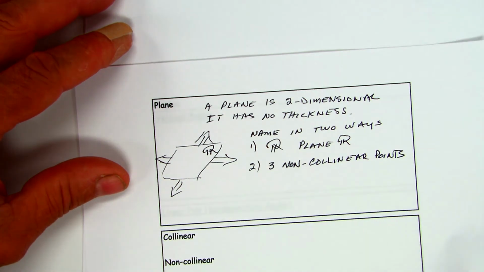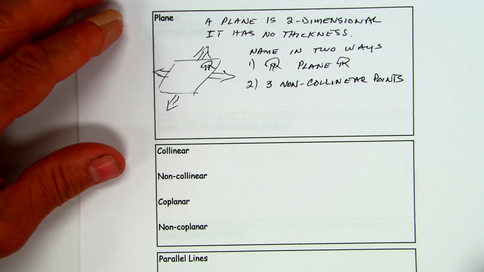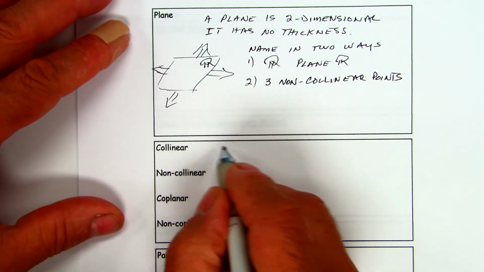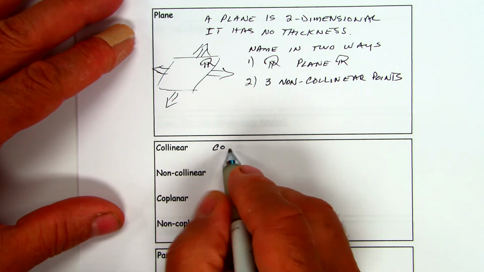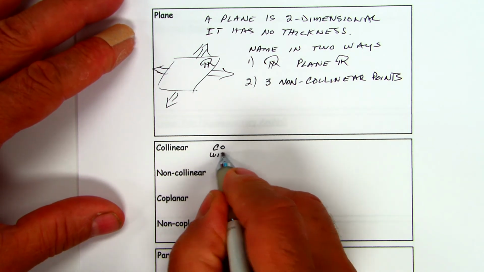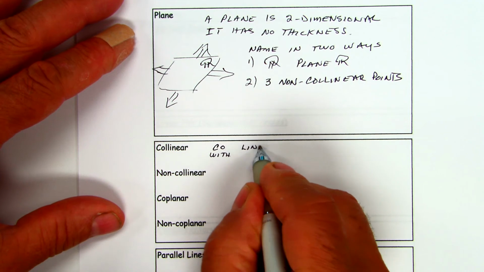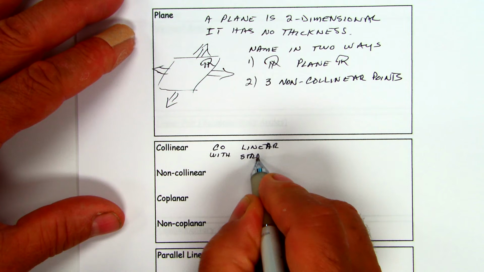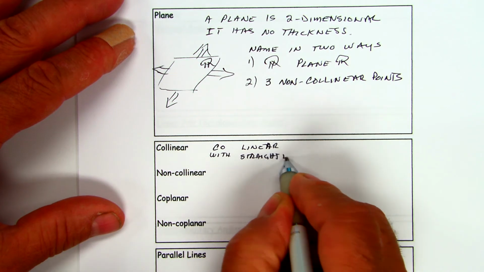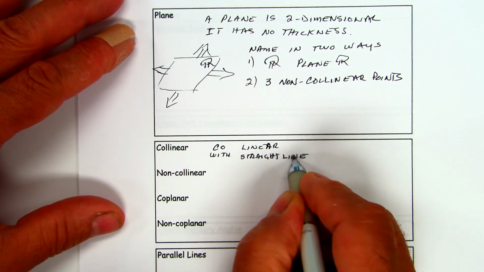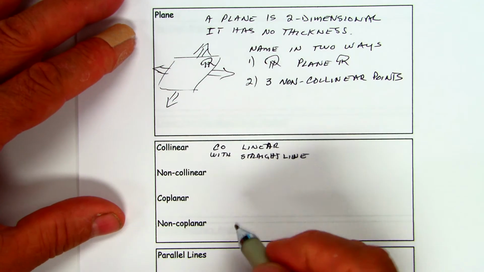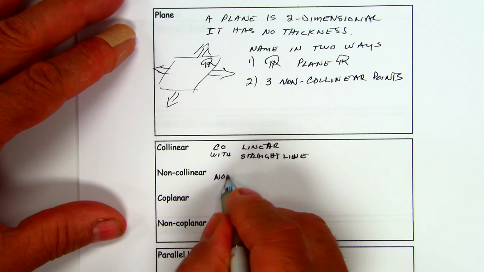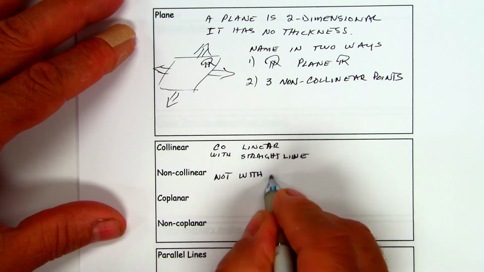Now, if we wanted to talk about definitions just a second, collinear. The word co means with. Linear, a straight line. Collinear would be with the straight line. Non-collinear would be not with the straight line.